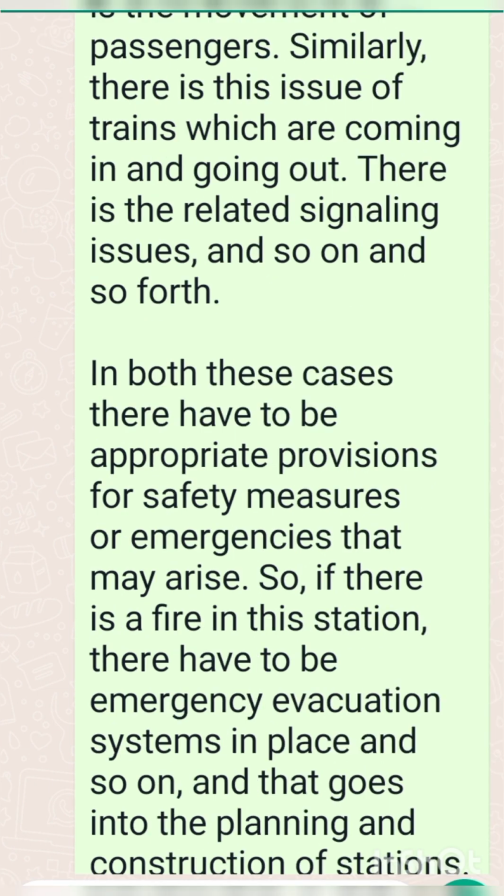Similarly, there is this issue of trains which are coming in and going out. There is the related signaling issues and so on and so forth. In both cases, there have to be appropriate provisions for safety measures or emergencies that may arise. So, if there is a fire in this station, there have to be emergency evacuation systems in place and so on. And that goes into the planning and construction of stations.